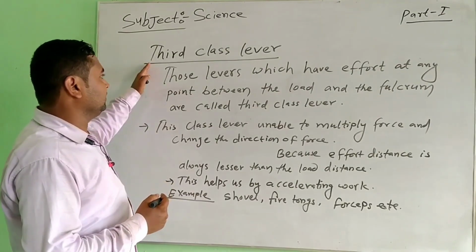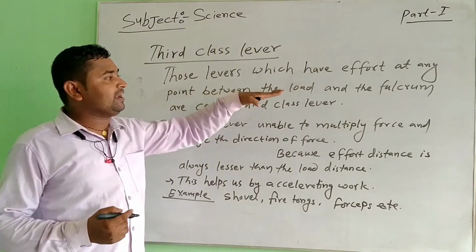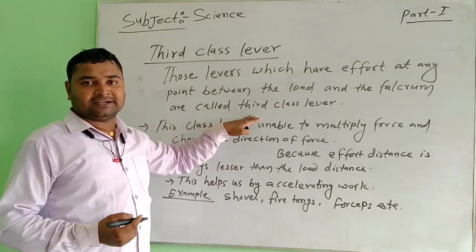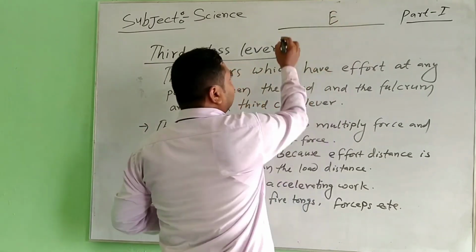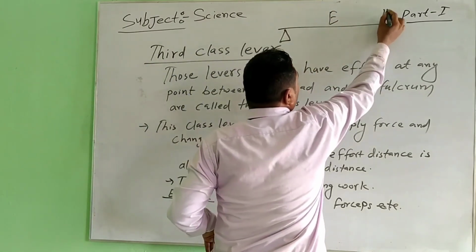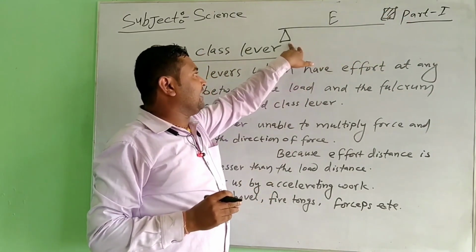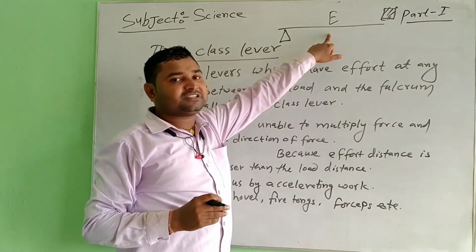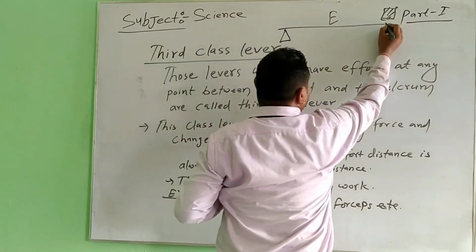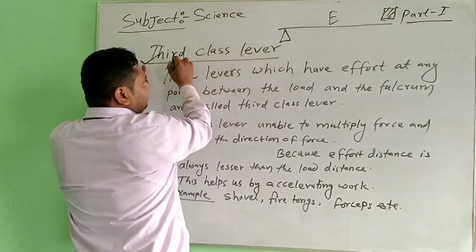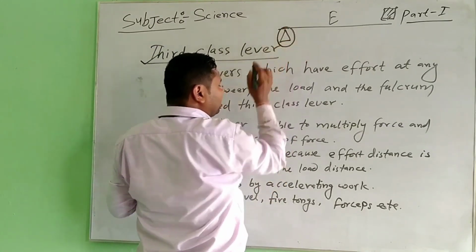In third class lever, the lever in which the effort is at any point between the load and the fulcrum is called what? Third class lever. Look at the pictures. The effort is between the fulcrum and the load. The fulcrum lies at any point, but the effort must be between the fulcrum and the load. So in this, it is what class lever? Third class lever. We have always seen the fulcrum.